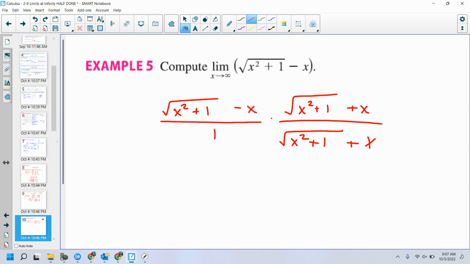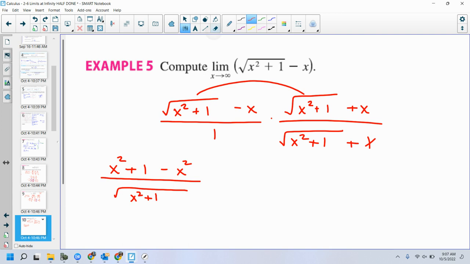Now, on the top, that's going to be x squared plus 1. Inners and outers, again, are going to cancel. Minus x squared. And then we have this over the square root of x squared plus 1 plus x. Oh, perfect. So 1 over that.